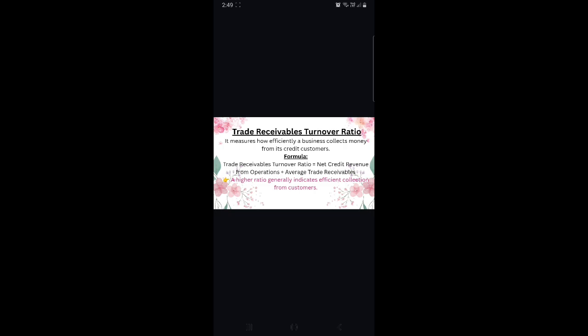Now the next one is trade receivables turnover ratio. It measures how effectively a business collects money from its credit customers. So the formula is net credit revenue from operations divided by average trade receivables. A higher ratio generally indicates effective collections from the customers.